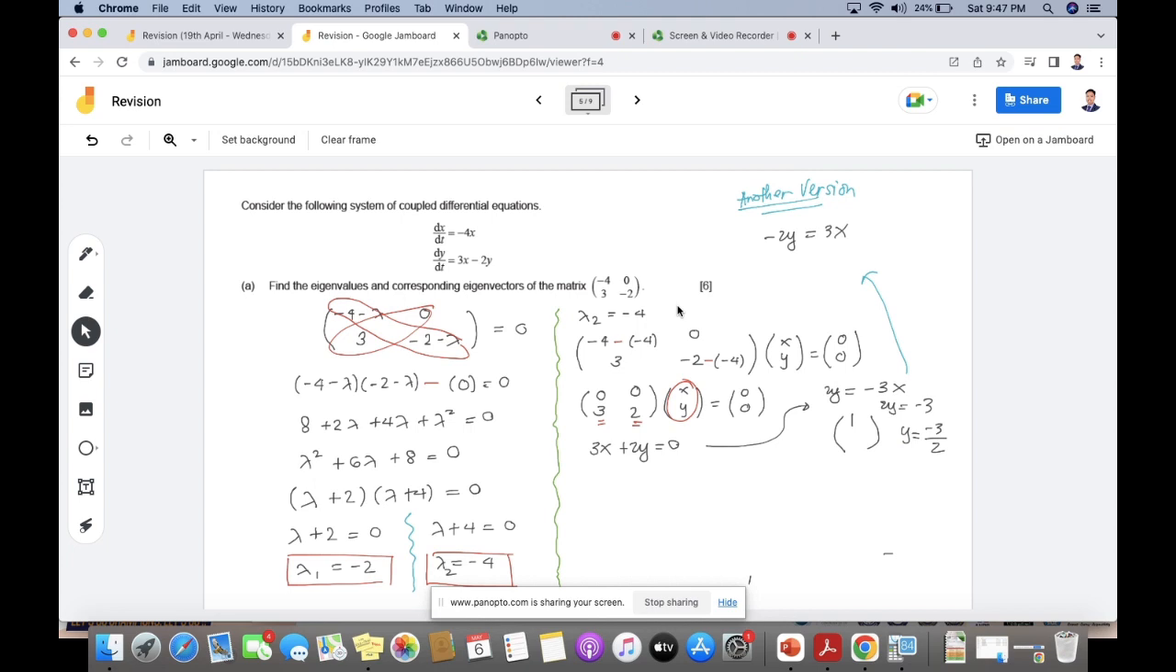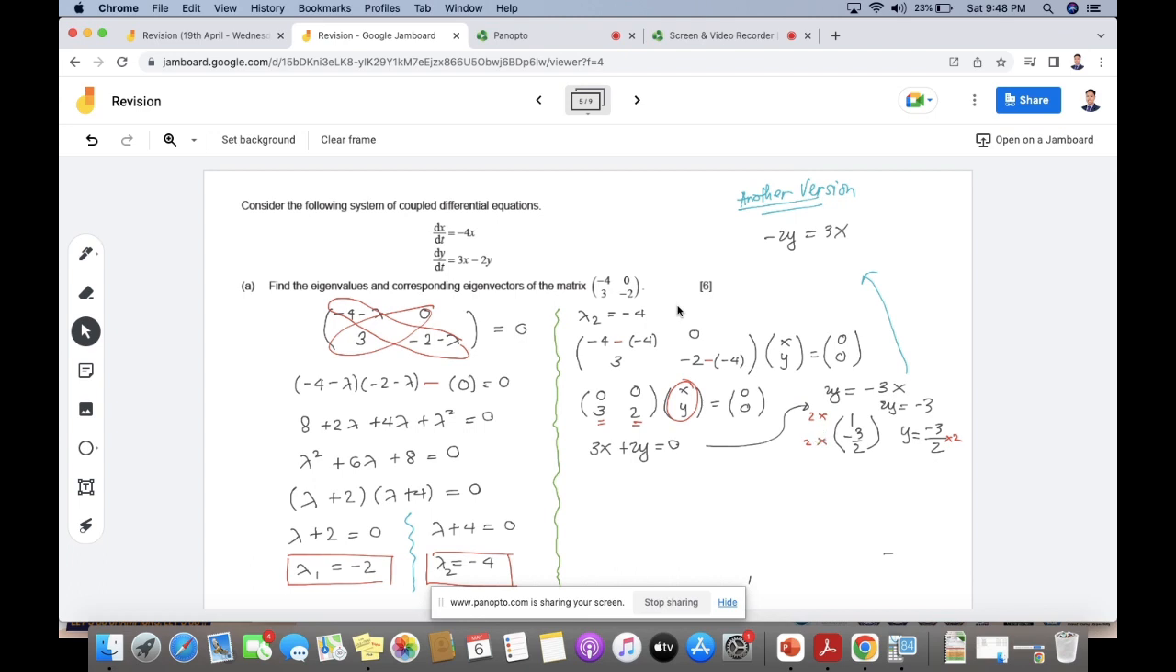So let me write negative 3 halves here. Negative 3 halves. Okay, this one. So for this to be a whole number, we have to multiply both sides. By the way, for the fraction to be a whole number, we have to multiply this by 2 so that I can eliminate the denominator. Thus, we have to multiply 2 to both x and y. 2 times 1 and then 2 times negative 3 halves.